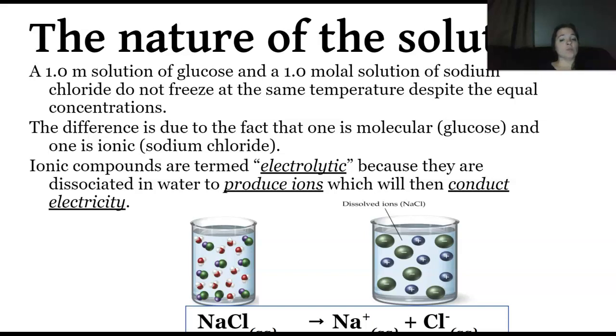Ionic compounds are termed electrolytic. You might have heard of electrolytes before. That is an electrolytic solution that you're drinking, because the ionic compounds are dissociated in water. Remember the ionic equations, to produce ions, which will then conduct electricity. So you've got NaCl aqueous solution, which breaks up into sodium and chloride ions.